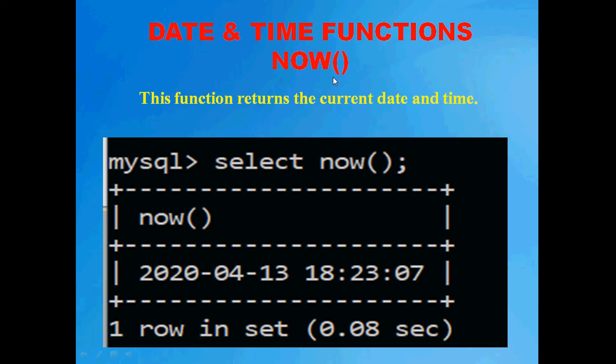Here we have the function now, which does not take any value in it, but it returns the current date and the current time in the format. Year will be specified first, then the month, then the day, and the time is specified as hour, minute and second. The date comes first, then the time.